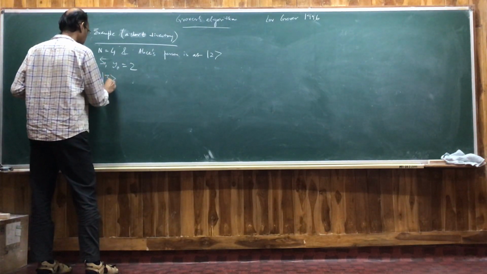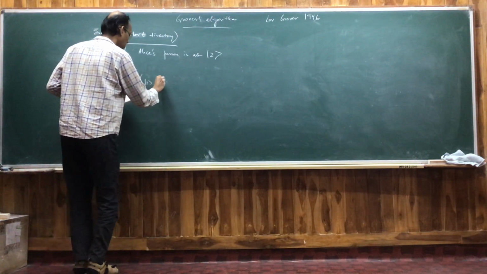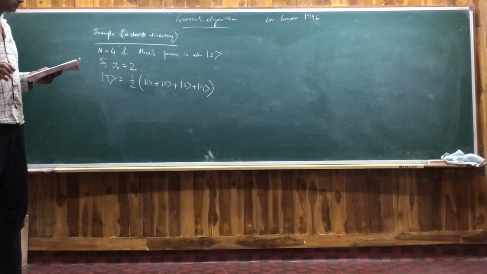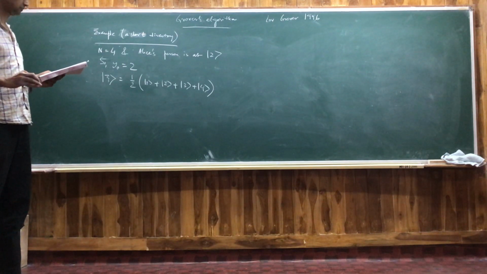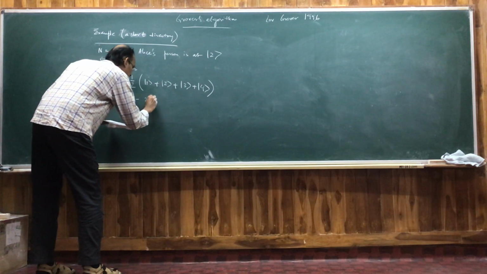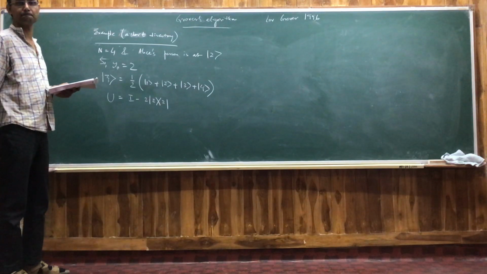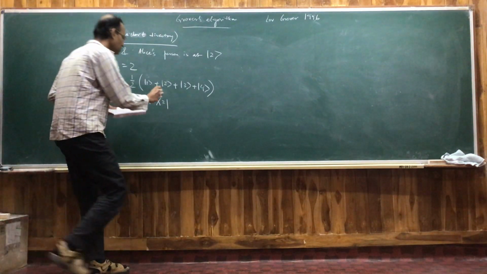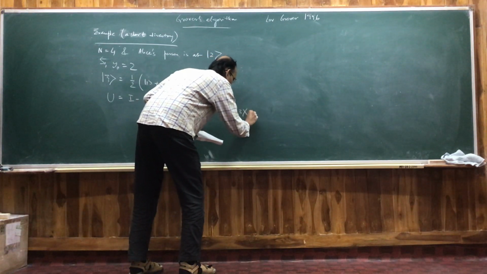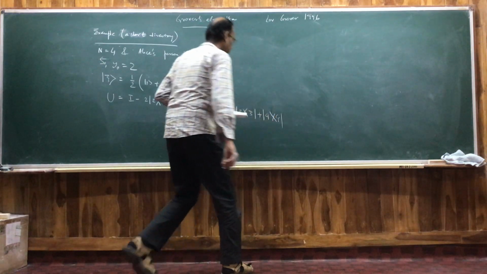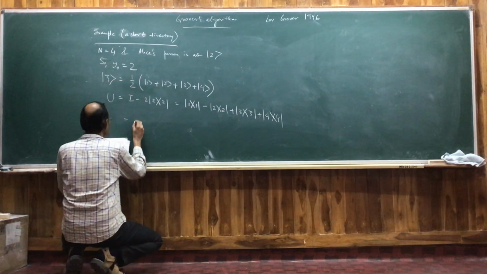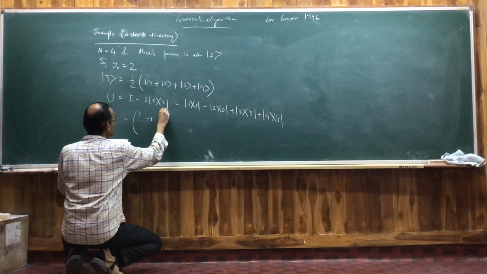Xi is half of 1 plus 2 plus 3 plus 4. U is identity minus this, which is nothing but 1 1 minus 2 2 plus 3 3 plus 4 4, and everything else 0.